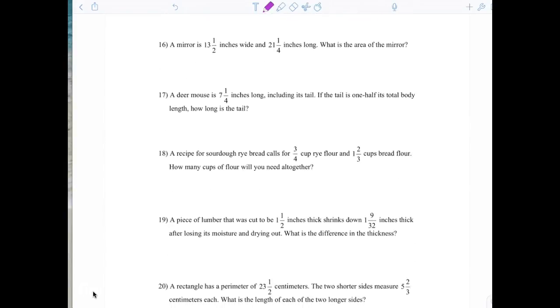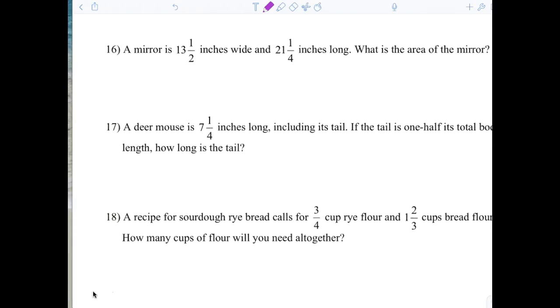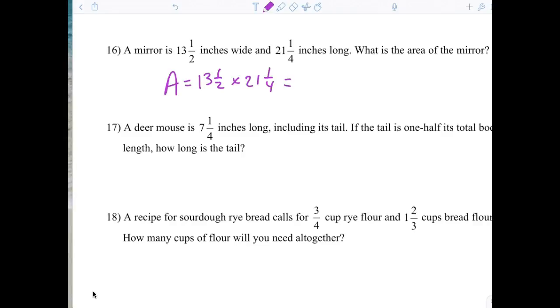Alright? So now let's talk about 16. A mirror is 13.5 inches wide and 21.25 inches long. What's the area of the mirror? So how do you find the area? 13.5 times 21.25. You're awesome. Perfect. I want everybody to write that down: 13.5 times 21.25. The answer is 286.875. The only thing that's going to be a problem is you have to do inches squared. Because we're doing area, we want inches squared. Everybody happy with that? So far, so good?